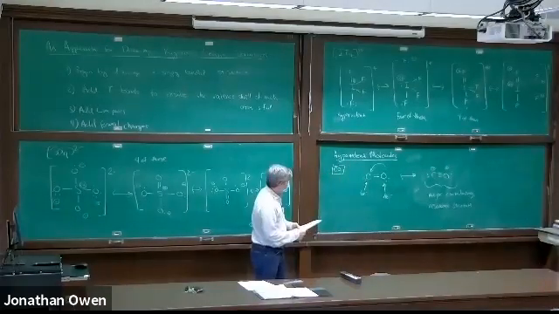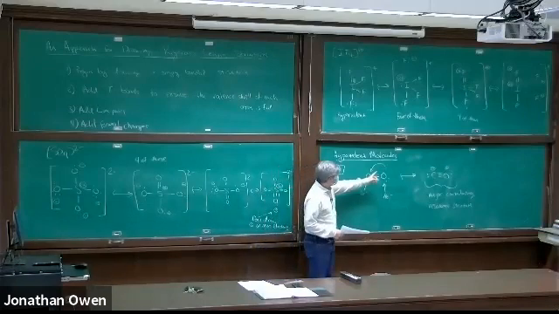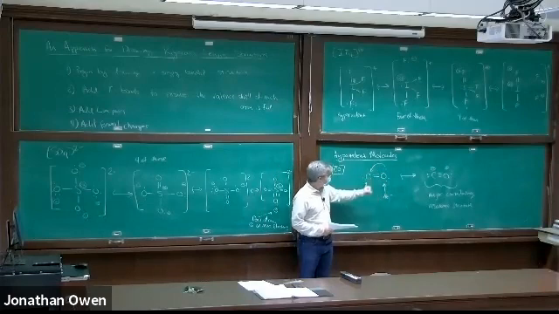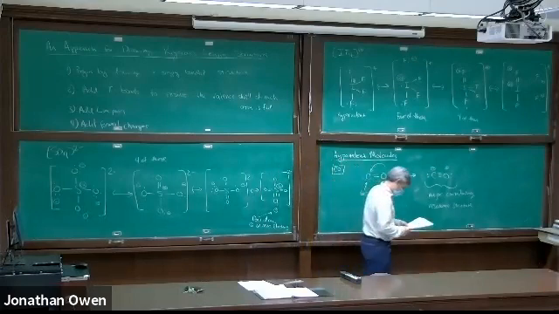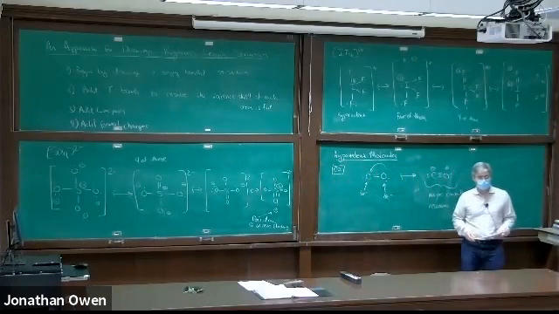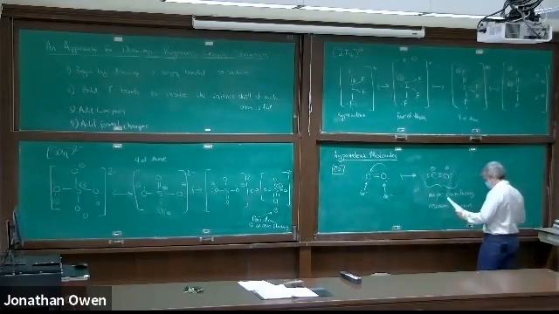Okay, so this donation of an electron pair to this empty orbital on carbon is an example of a dative bond. The dative bond is where one of the partners brings both electrons to make the connection. I see your hand up. Just one moment.